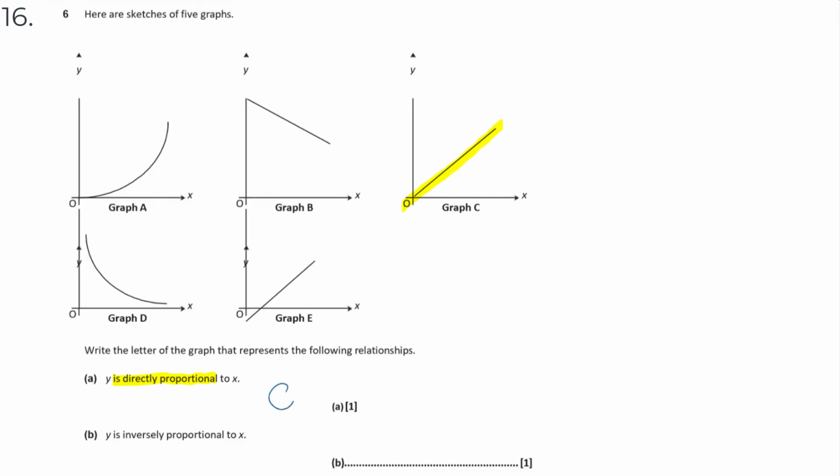Now, it has to go through the origin, otherwise if you double one, you're not going to double the other. You might double it and add a bit more on. So yeah, it has to be C.